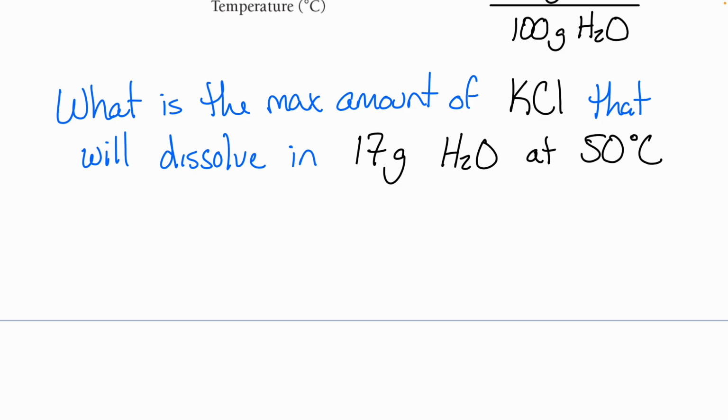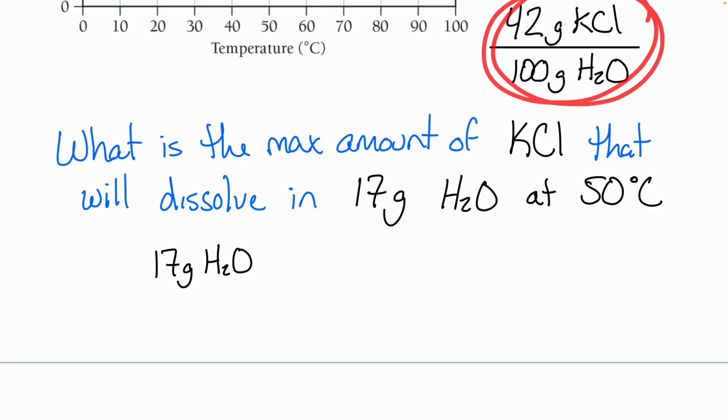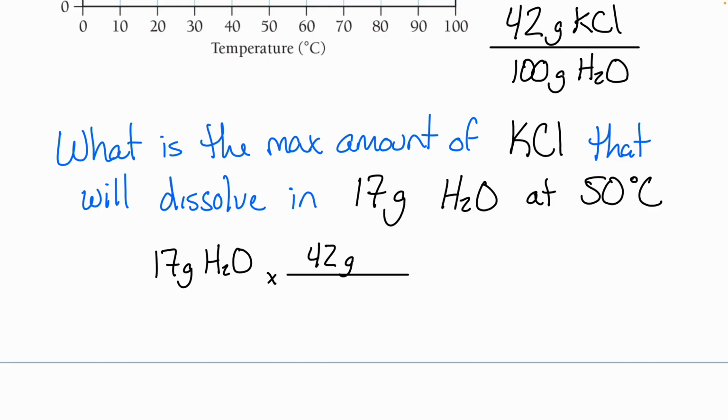All right, so I'm going to start with my 17 grams of water. Again, I'm going to use my solubility like a conversion factor here. And I need to cancel out grams of water. I'm trying to be left in an amount or grams of KCl. So I'm going to take this and multiply it by that 42 grams of KCl over 100 grams of H2O. And I know that this is set up correctly because my units of grams of water cancel out nicely.